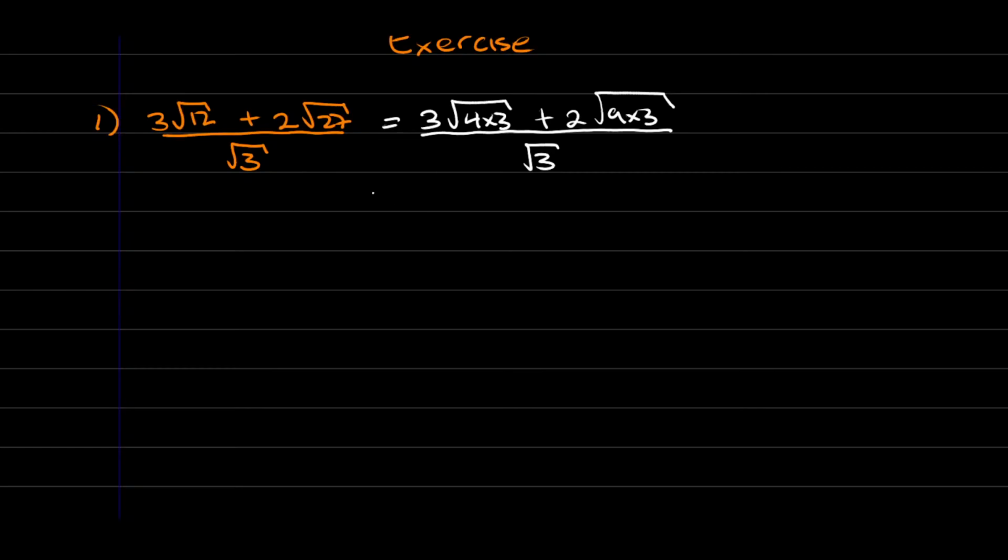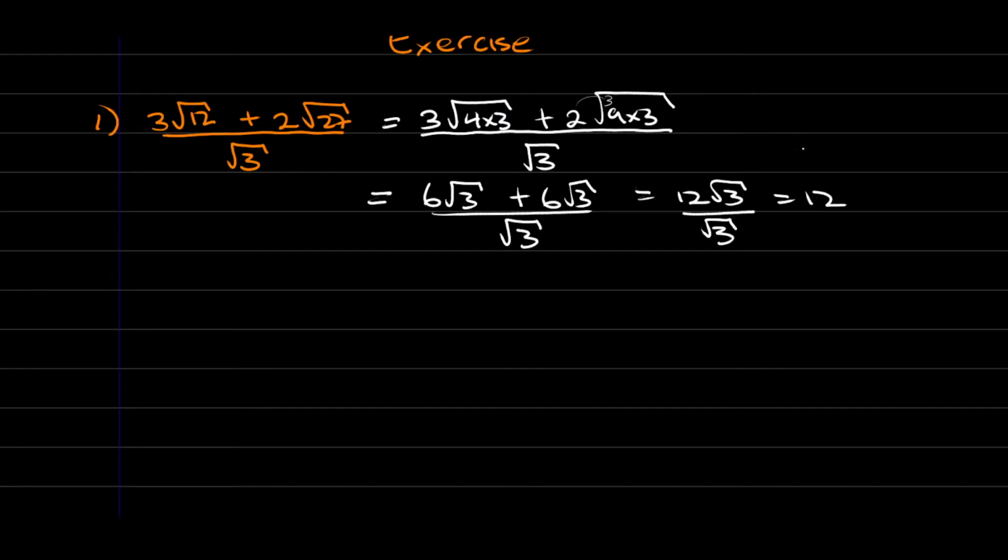Okay, and from there we can see that we can get 3 root of, well, actually that's 2, so 3 2s are 6. So that's 6 root of 3, and then 3 here, and that's 2, that's 6, so that is plus 6 root 3 all over root of 3, which is going to be 12 root of 3 divided by root of 3, and that is going to be 12. Right, let's go on to another one.